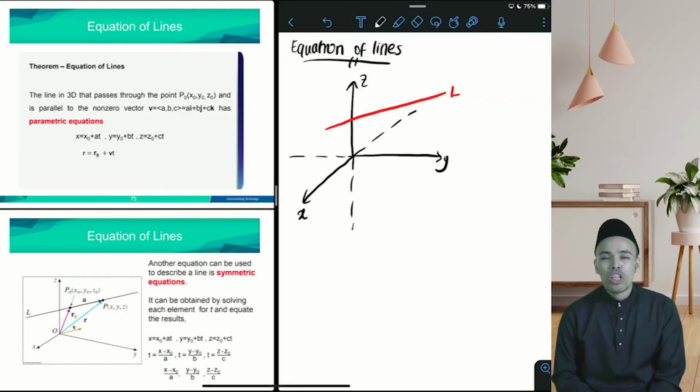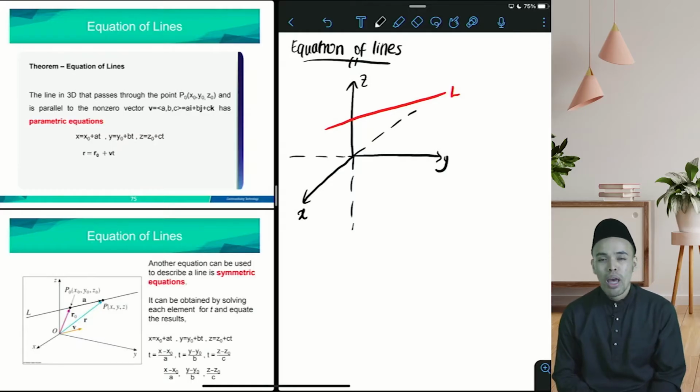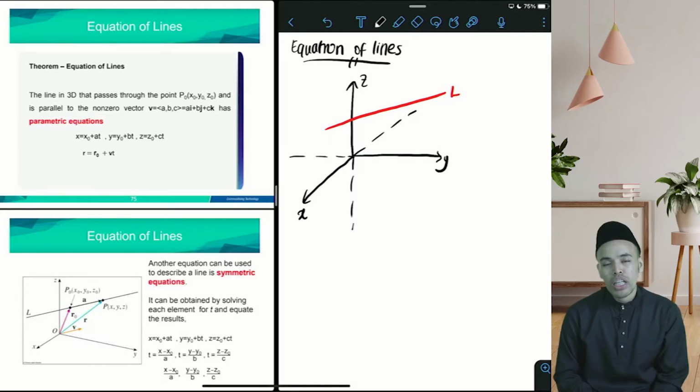Before this, when we discussed lines in the two-dimensional coordinate system, you were taught the equation that represents lines, such as y is equal to mx plus c, where you should be able to determine the gradient and the y-intercept so that you can form the equation of a line in the two-dimensional coordinate system. But that is not the case for lines that exist in the three-dimensional coordinate system.